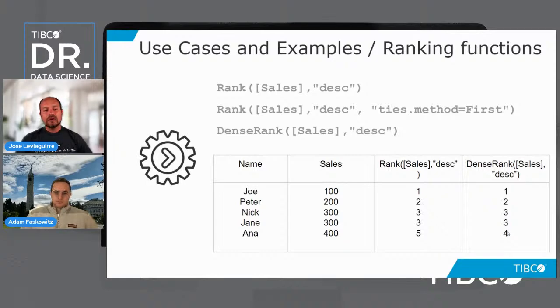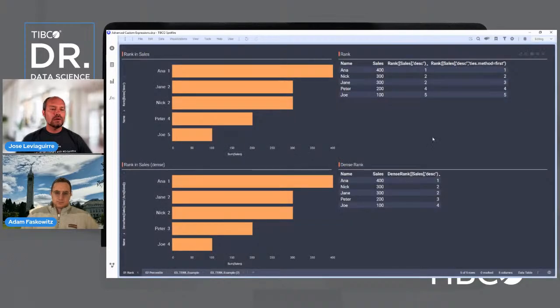Now you might ask, okay, well, what if I want to have 1, 2, 3, 4, 5? Sometimes that's very useful for certain custom expressions. And the answer for that is this third optional parameter called ties method. And you say, okay, the first one, then you will have 1, 2, 3, 4, and 5. Let's look at that real quick. And that's how it looks like in a real life example. But I think you got the idea just by looking at the slide.